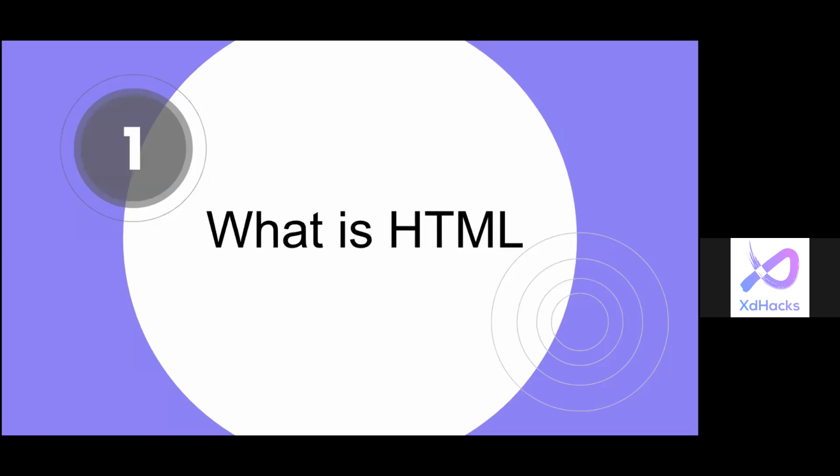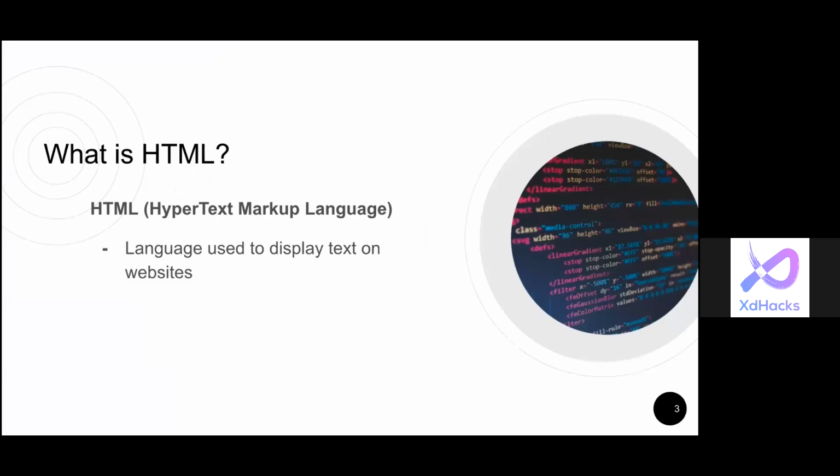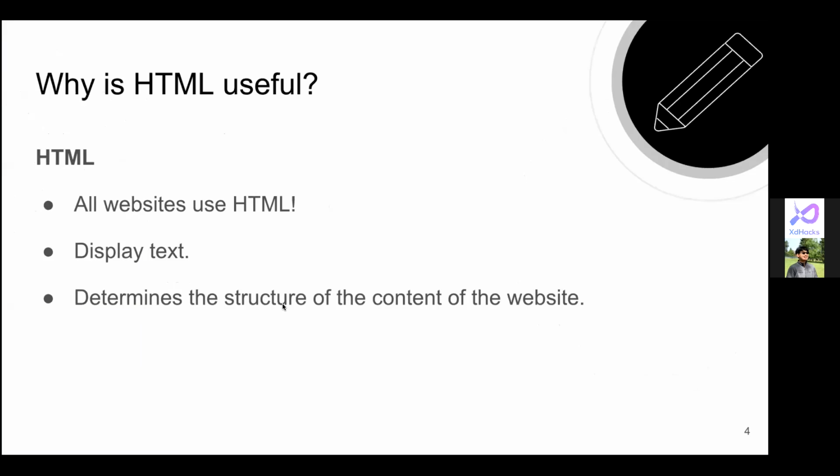So what is HTML? HTML stands for Hypertext Markup Language, and it is a language used to display text on websites, and all websites actually use this language. Why is HTML useful? HTML is used for all websites. It displays text, and it determines the structure of the content of the website.